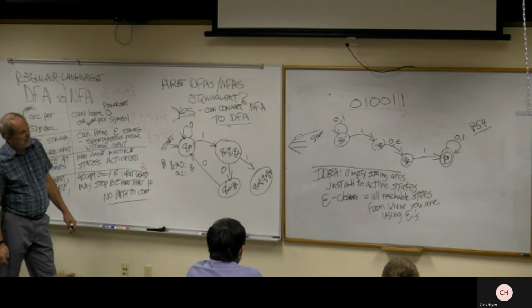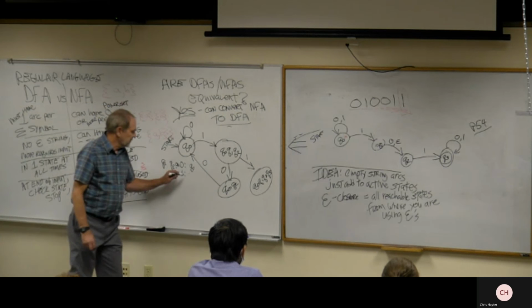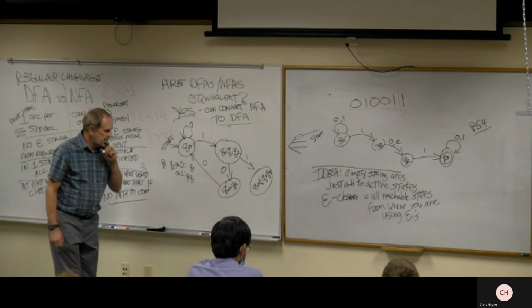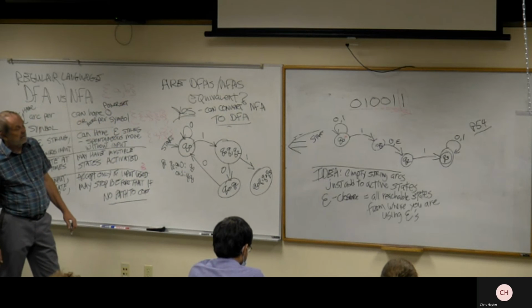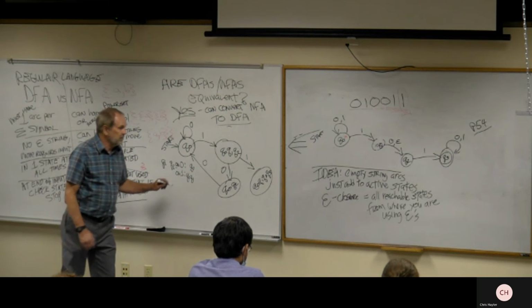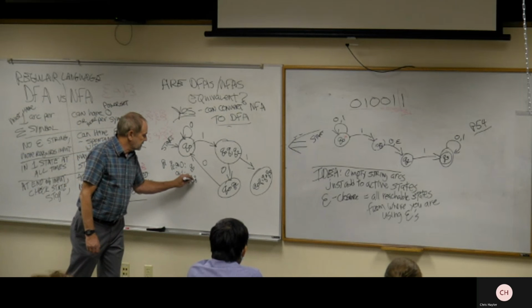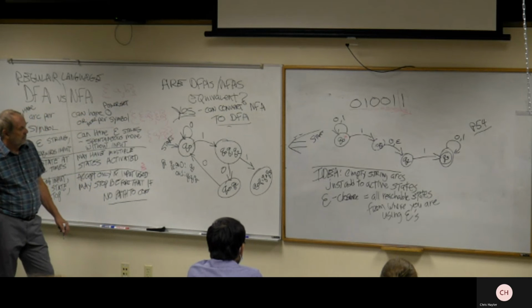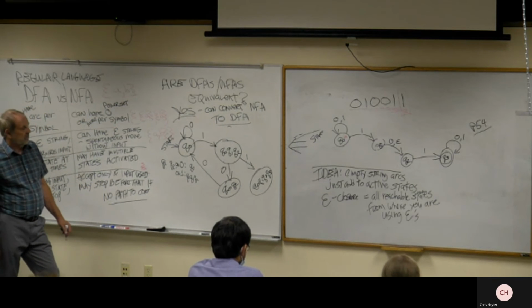Okay, and on 1, Q0 on a 1 gets me Q0, Q1. So we're including that. And by epsilon gets me Q2. When I get to Q1, I can also slip right over to Q2. And then Q2 on a 1 can get me to Q3.